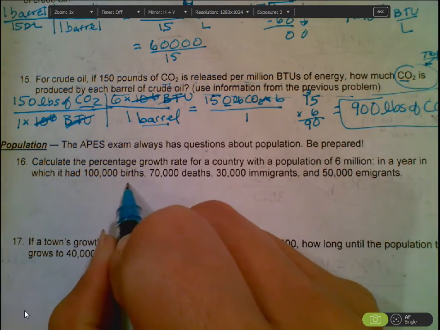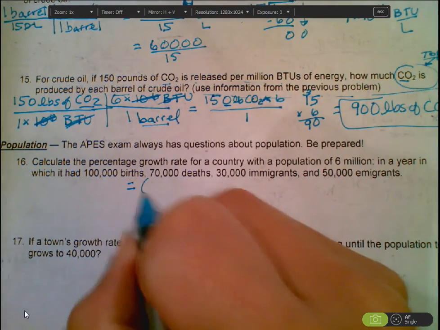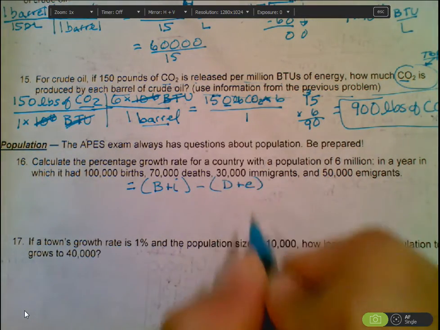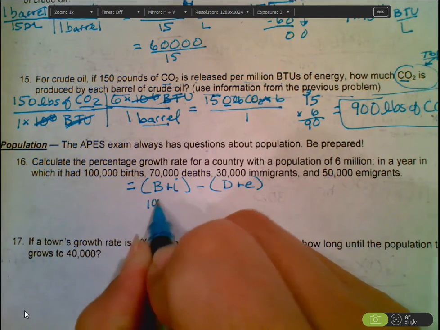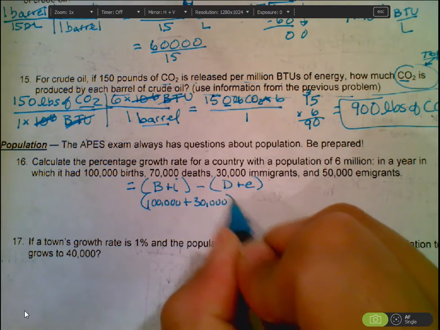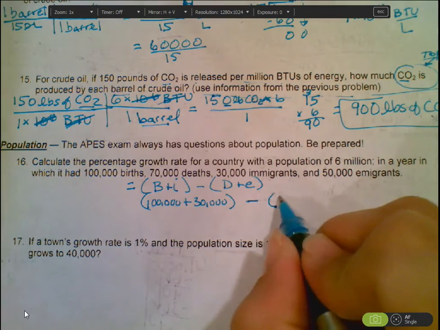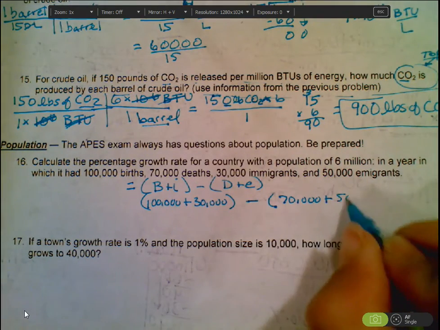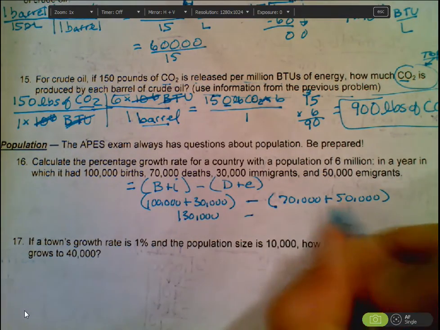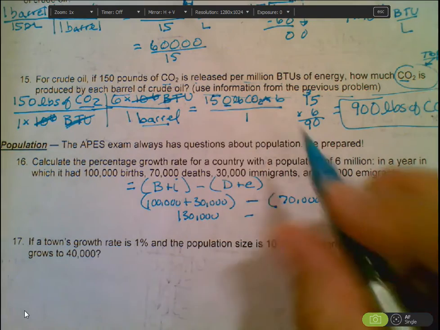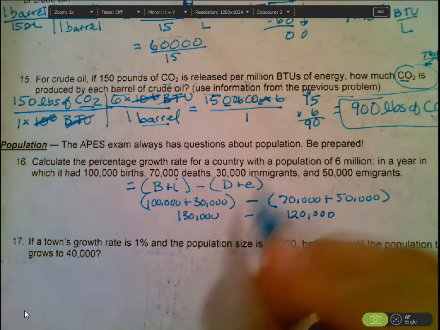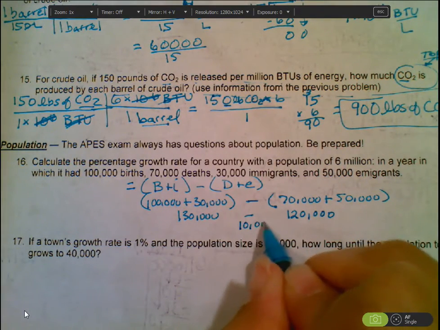So we know the formula, our population growth formula, is the things that increase your population minus the things that decrease your population. So births, we had 100,000, and we had 30,000 immigrants. Minus deaths, we had 70,000 plus 50,000 emigrants. So this will give us 130 minus 70 and 50 gives us, let's see, 120. And 130 minus 120 gives us just a good old 10.